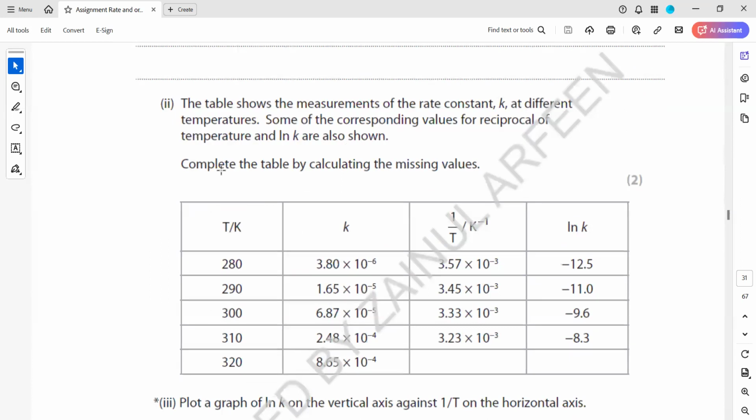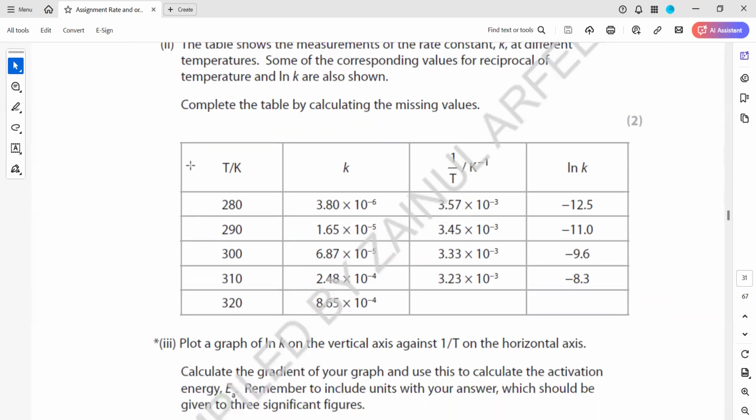Then we have the table. This is a very common question in exams, that they ask you to plot a graph between 1 over T and ln K. The table shows the measurements, and using this you have to work out the activation energy. The table shows a measurement for a rate constant at different temperatures. Some of the corresponding values for the reciprocal of the temperature and ln K are shown. Complete the table by calculating the missing values.